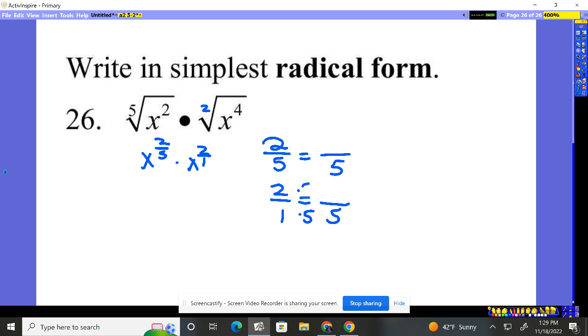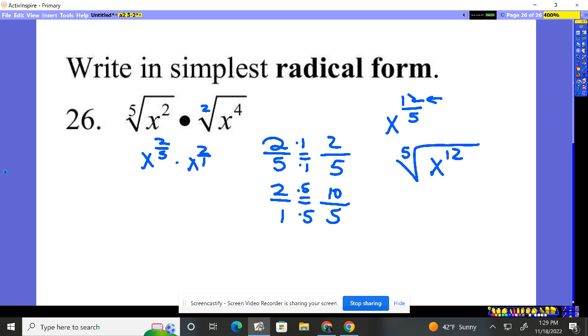Multiply the 1 by 5, the top by 5. 2/1 is the same as 10/5. Multiply by 1, same as just staying the same, 2/5. Add them together, it's going to give you 12/5. So this is x to the 12/5, but we have to put it in this form. X, the top number is your n, the bottom number is your index on the outside there.